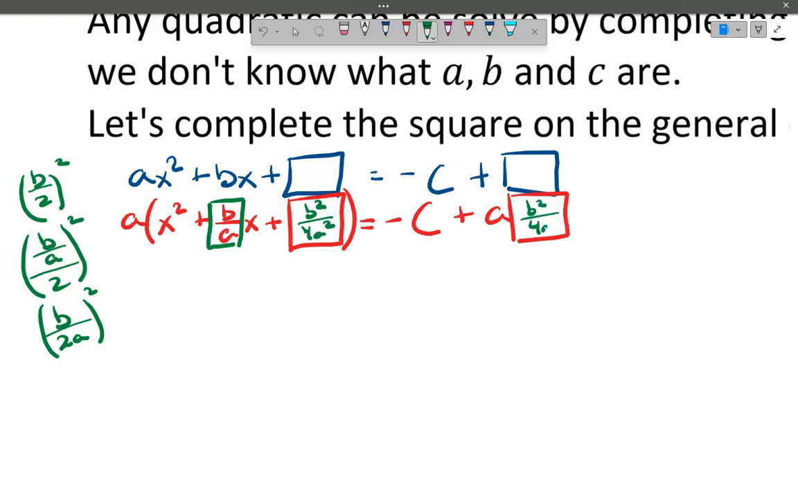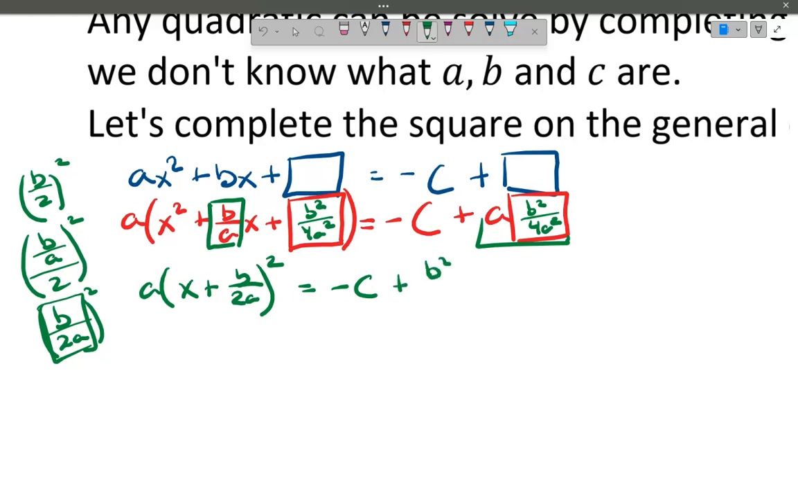b squared over 4a squared on both sides of the equation. Now we have a perfect square trinomial. So the left side is going to factor to give us x plus, and then remember what goes inside the factor is the value before we squared b over 2. So we're going to have b over 2a, quantity squared. And on the right-hand side, we can start to simplify. If I multiply a by this expression, I'm going to be left with b squared over 4a.